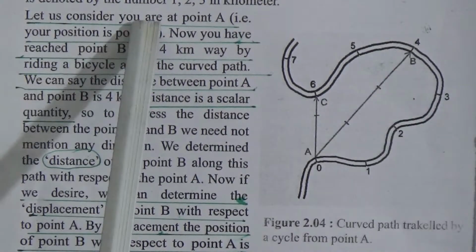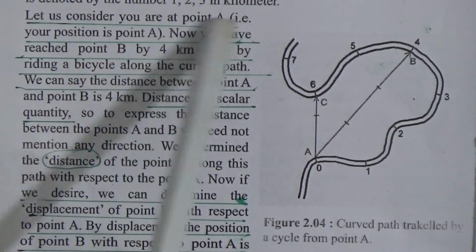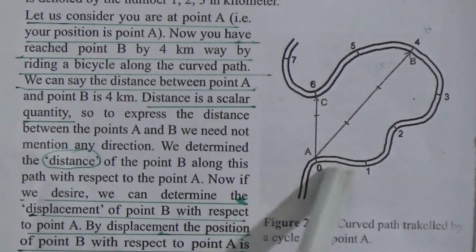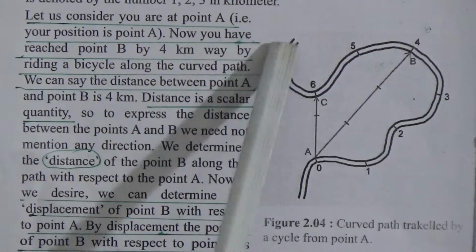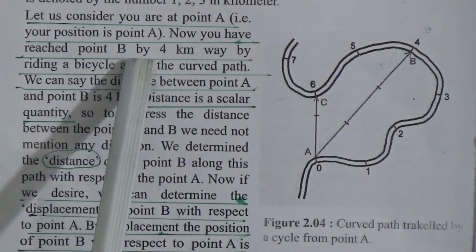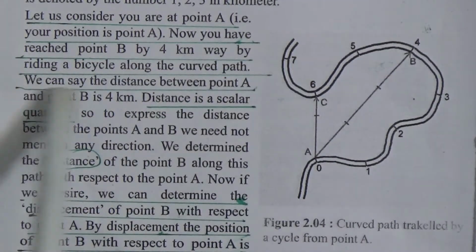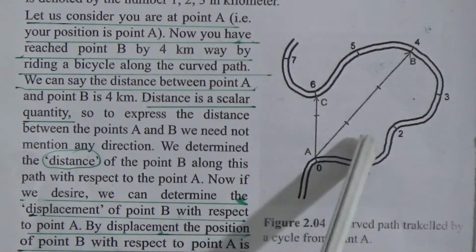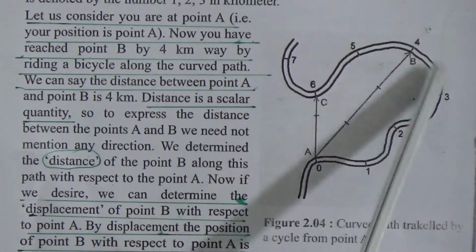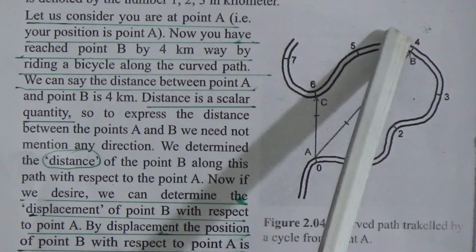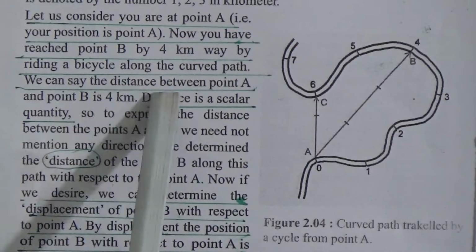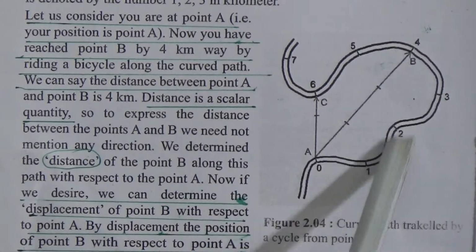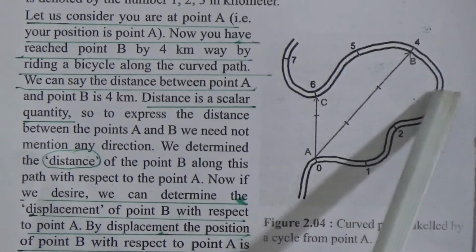Now let us consider you are at point A, your position is point A. Now you have reached point B by a 4 kilometer way, riding a bicycle along the curved path. That means this is a 4 kilometer path. Now we can say the distance between point A and point B is 4 kilometers.